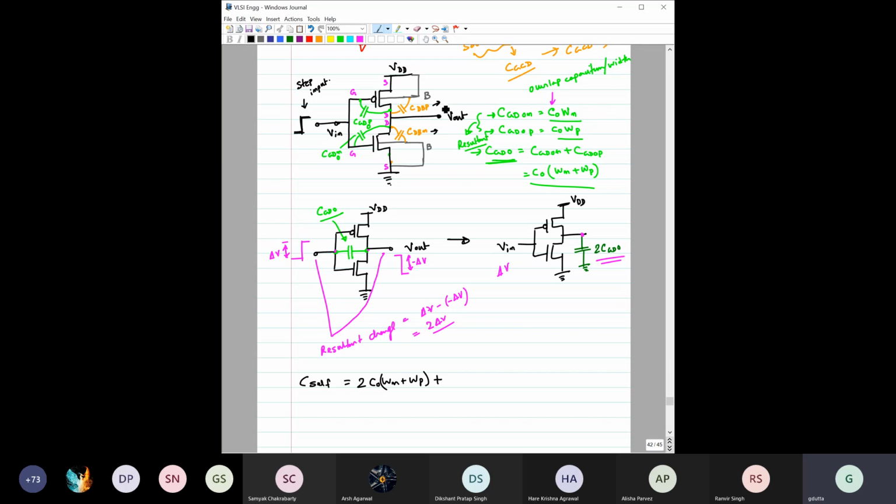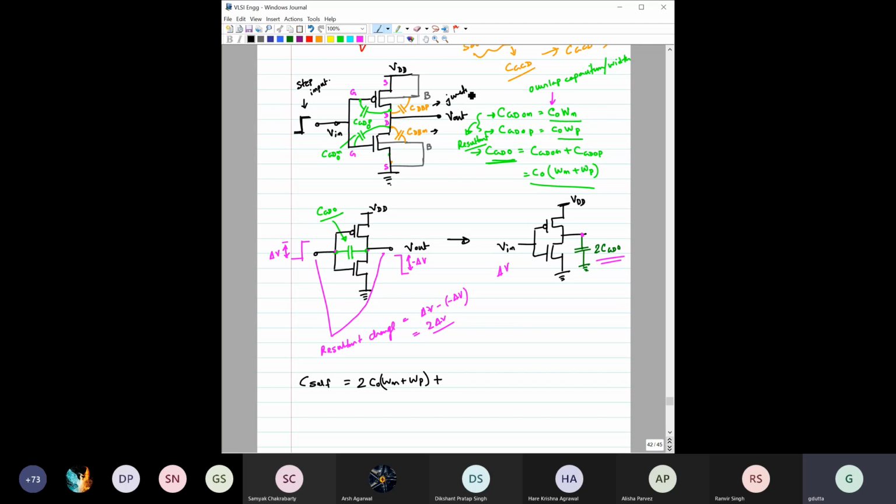What is this capacitance? This is due to diffusion. This is junction capacitance, diffusion, right? So both are junction capacitance, right? So CGDP and these are the junction capacitance, right?